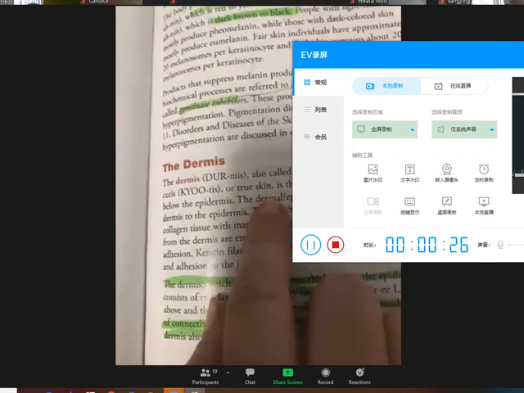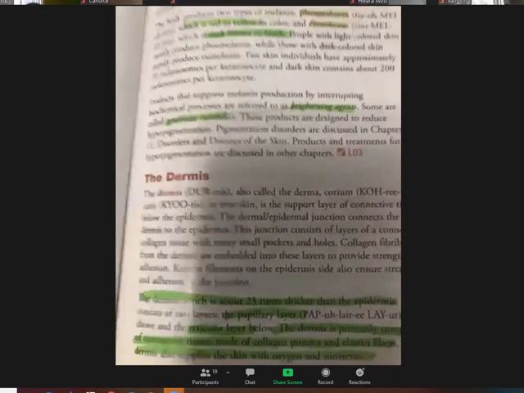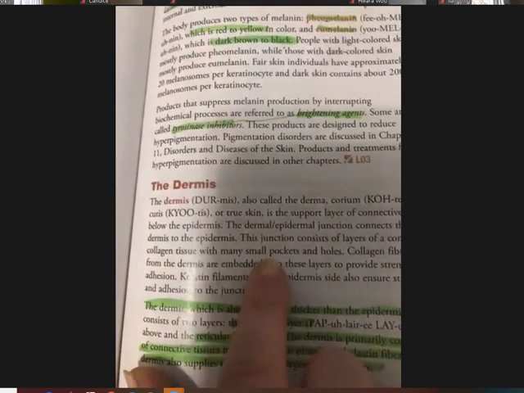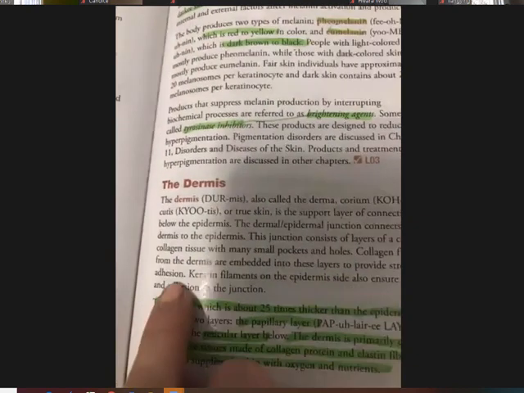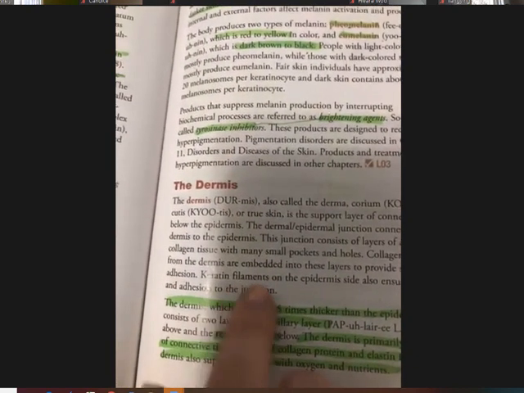This is the support layer of the connective tissue below the epidermis. So the dermal and epidermal junction connects the dermis to the epidermis. This junction consists of layers of connective collagen tissue with many small pockets and holes. The collagen fibrils from the dermis are embedded into this layer to provide strength and adhesive. Keratin filaments on the epidermis side also ensure strength and adhesion to the junction.